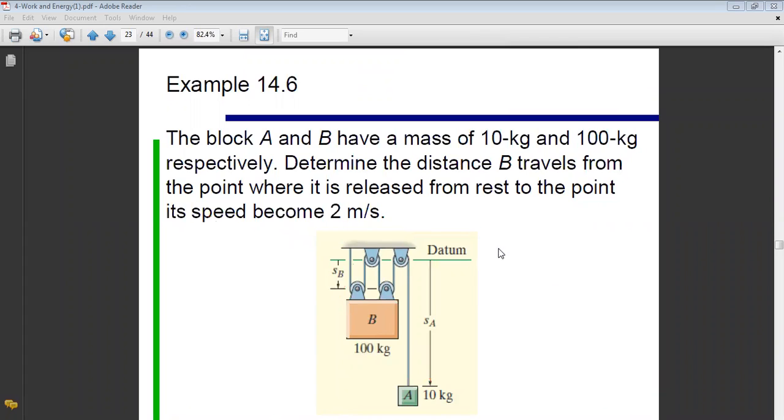Any question on this problem? Doctor, I have a question. Yeah. In the equation of the work and energy, why is SA not in the opposite direction of SB?